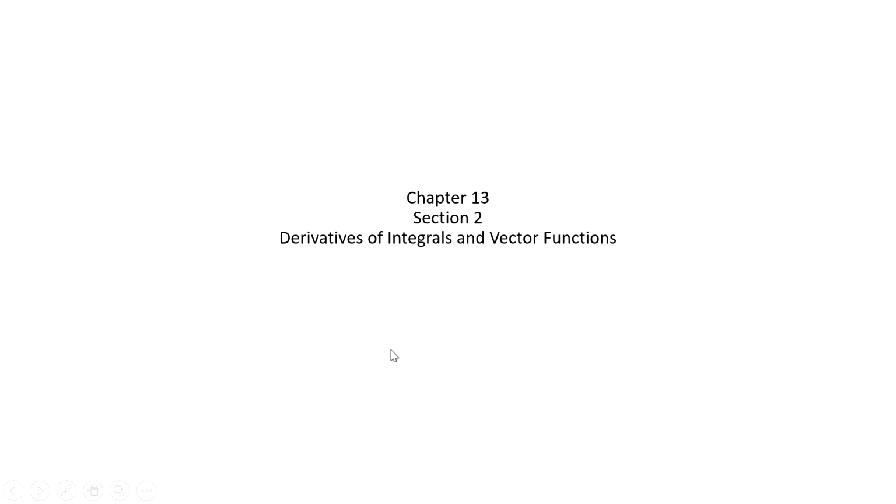Alrighty, howdy folks. Moving on, chapter 13, section 2. Derivatives of integrals and vector functions. Last time in section 1, we saw just vector functions, some of the graphs of those things and certain things like domain, limit, and all that, right? Now this time we're going to look at the derivatives and, did I say derivatives of integrals?